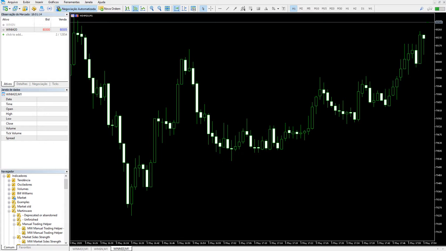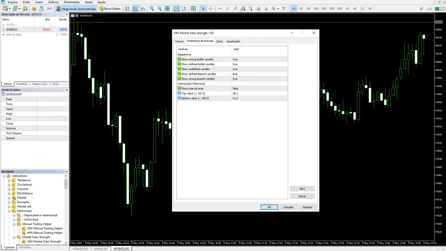I'm a trader and developer of trading stuff for MT5, and I'm here to present you with another of my creations, this time a commercial product that will be available in MT5's market. And this is the indicator Martinware Market Size Strength. You may download it in the MT5 market, then just drag and drop to the graph.